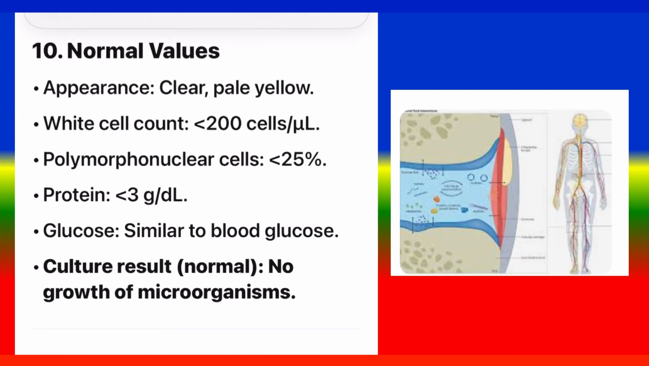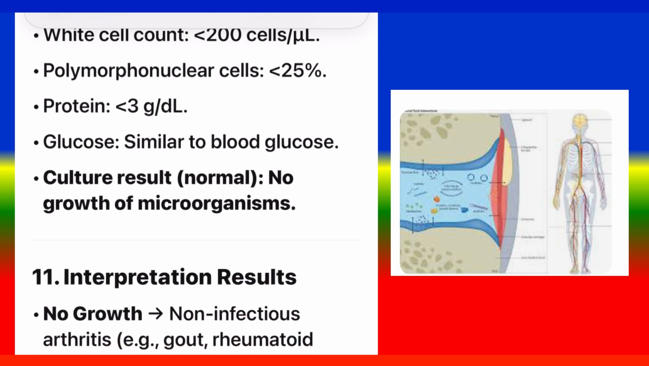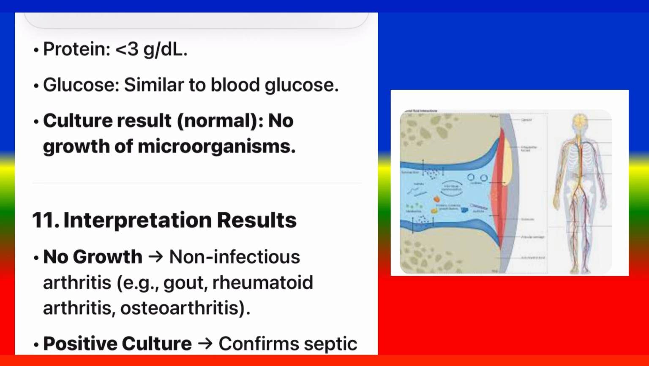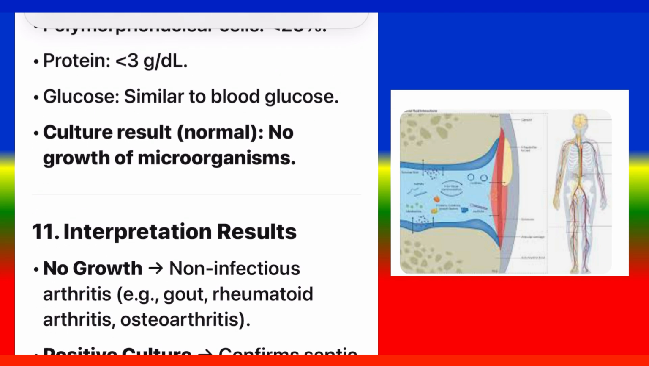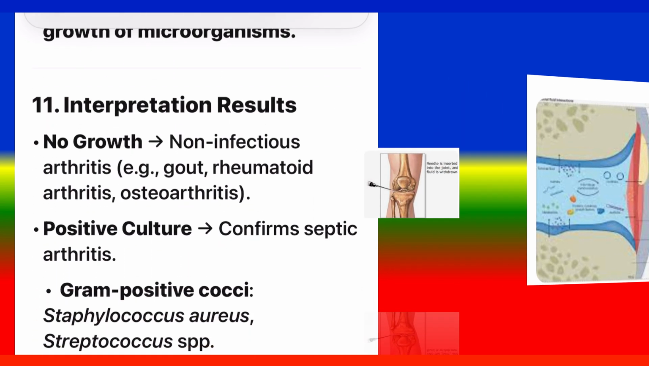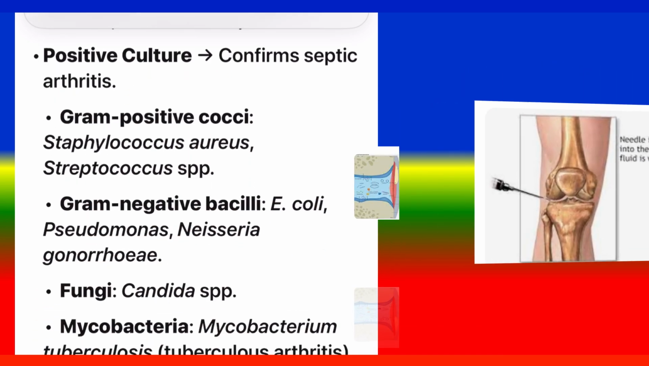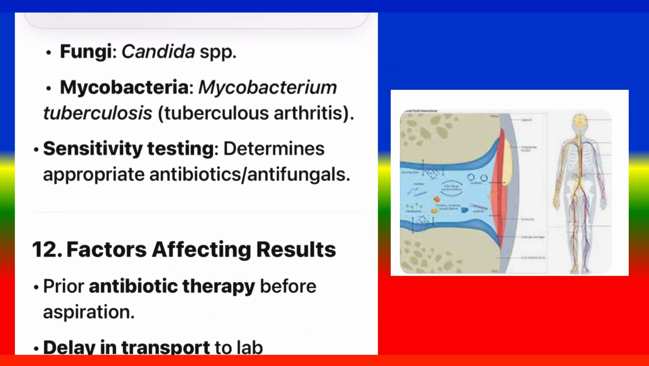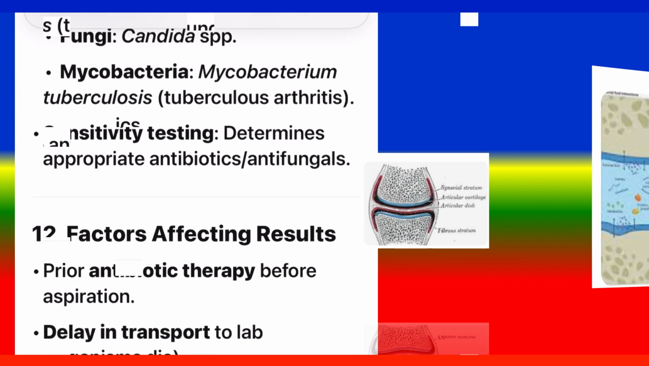11. Interpretation of results. No growth, non-infectious arthritis, e.g. gout, rheumatoid arthritis, osteoarthritis. Positive culture confirms septic arthritis. Gram-positive cocci, Staphylococcus aureus, Streptococcus spp, gram-negative bacilli, E. coli, Pseudomonas, Neisseria gonorrhoeae. Fungi, Candida spp, mycobacteria, Mycobacterium tuberculosis, tuberculous arthritis. Sensitivity testing determines appropriate antibiotics, antifungals.